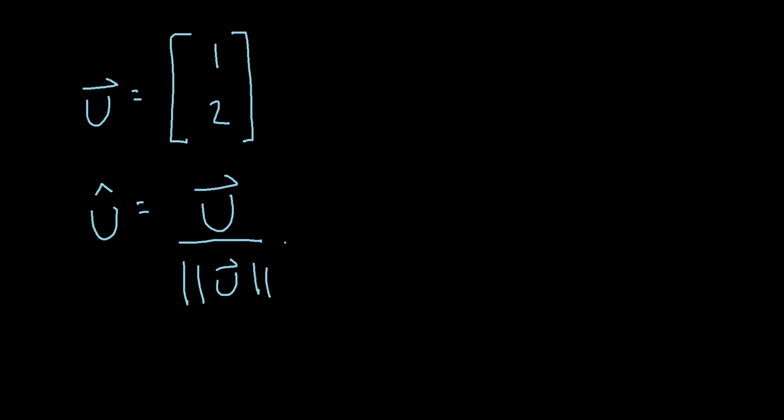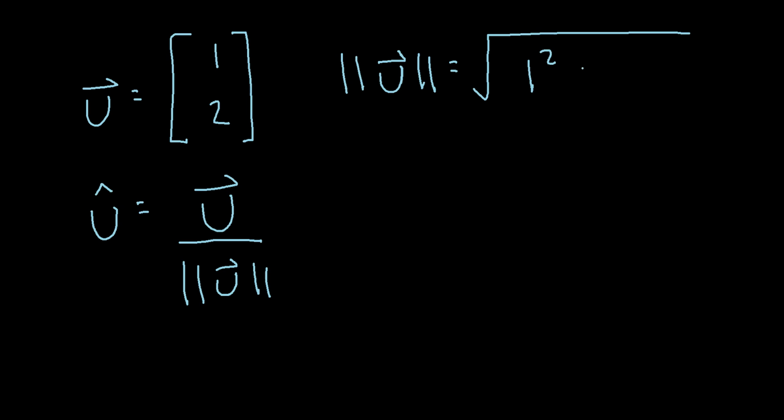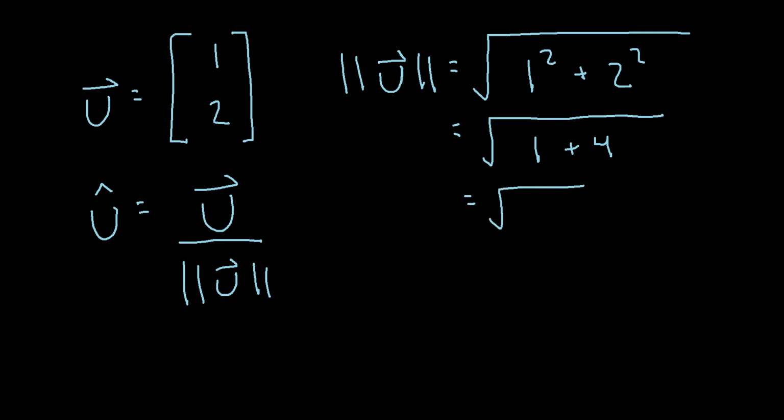So how do we calculate the length of a vector? Well, let's write that over here. We say the length of vector u is equal to the square root of each of the individual elements squared and added together. So we say 1 squared plus the next value is 2, so 2 squared. So the length of vector u is 1 squared, 1 times 1, that's just 1, plus 2 squared, 2 times 2 is 4, so 1 plus 4 is 5. So the length of vector u is the square root of 5.